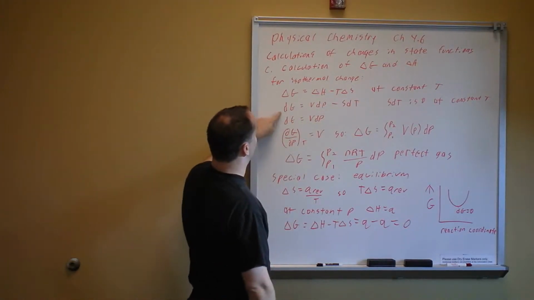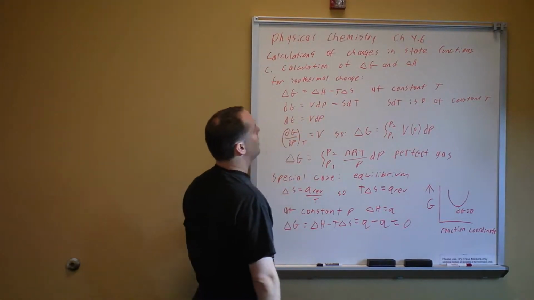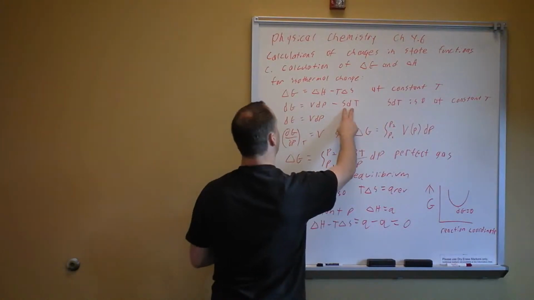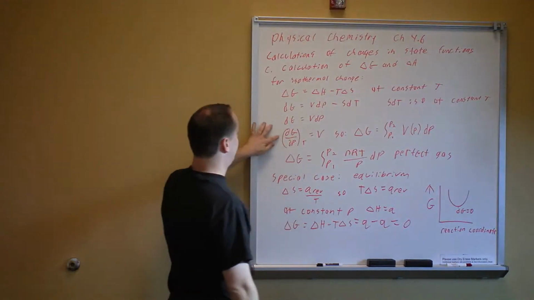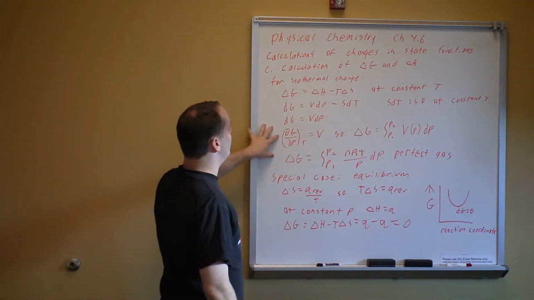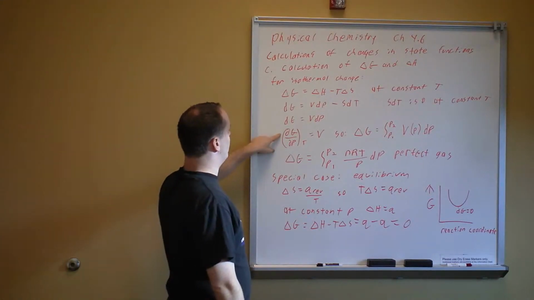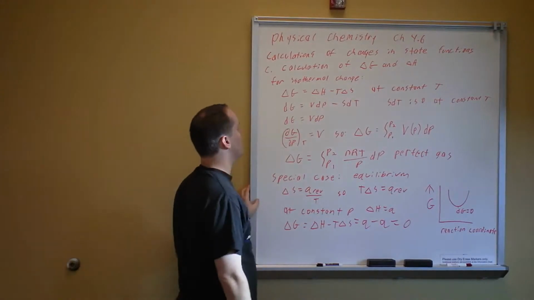So for the differential, we also know dG is equal to V dP minus S dT. And if we're going to hold it at constant temperature, this term S dT is equal to 0. So then we just get dG is equal to V dP. Now we showed before, when we did the Gibbs equations, the Maxwell relations, that the derivative of G with respect to P at constant T is equal to V.